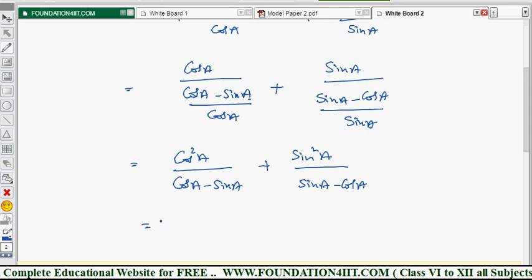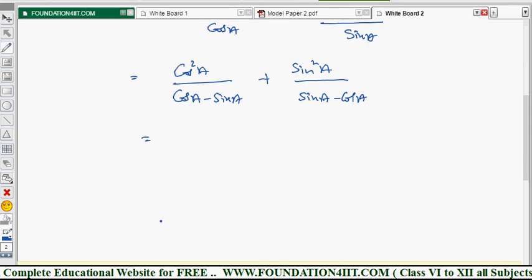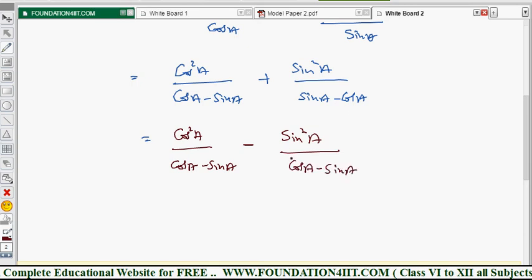The denominators are not the same. If you observe, cos A minus sin A is the same, and if you want you can change the sign. So cos square A by cos A minus sin A. If I keep a minus sign, then sin A minus cos A becomes cos A minus sin A, just taking a minus common from the denominator. Now the denominators are the same, cos A minus sin A. Then you can add both, that is cos square A minus sin square A.